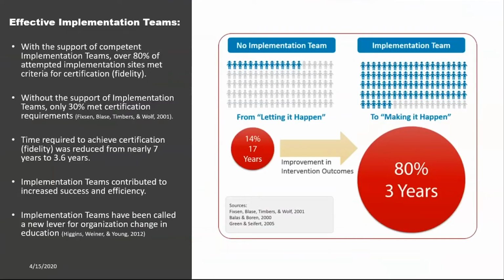The research that we used for implementation teams revolved around the implementation science from NIRN, the National Implementation Research Network. And what they have proven through research and evidence is that if you do not have an implementation team and you're beginning to try a new initiative, a new curriculum, a new project of any kind, you will reach an implementation level of 14% in 17 years. Not good, right? So if you look at the science behind implementation teams, you're looking at an 80% implementation within 3 years, which is what we always hear.